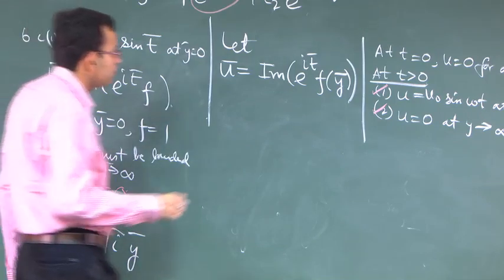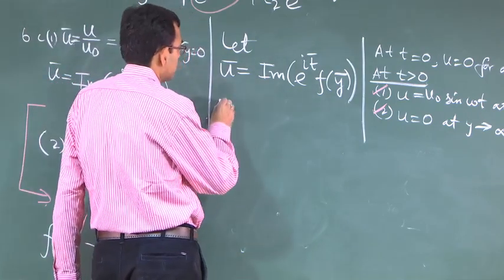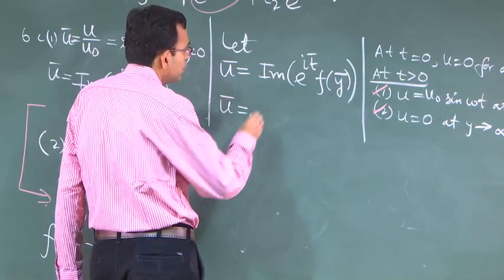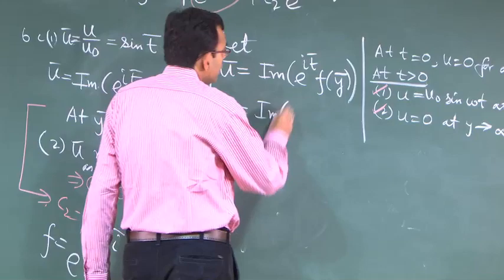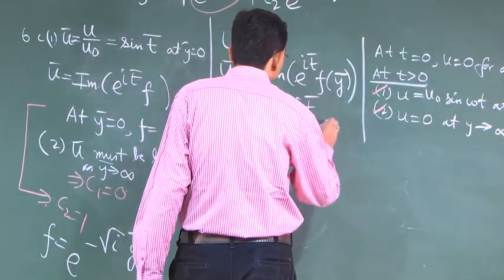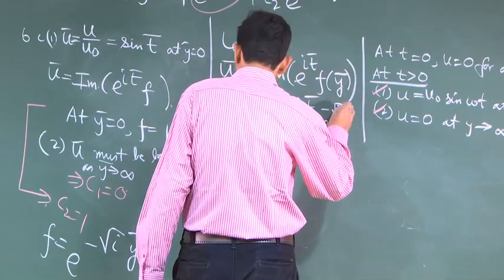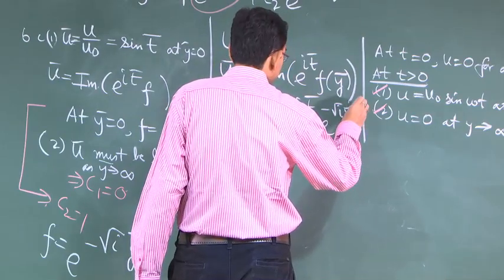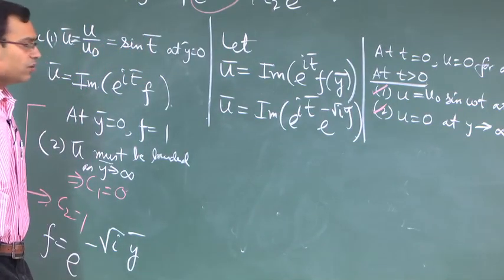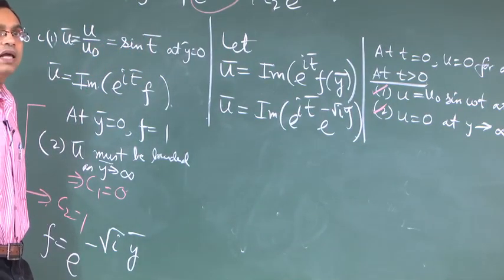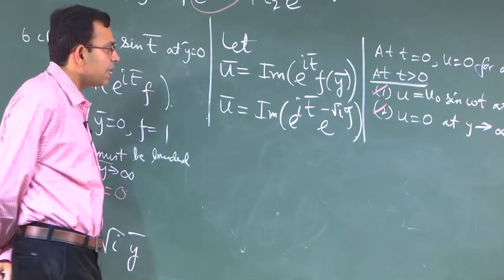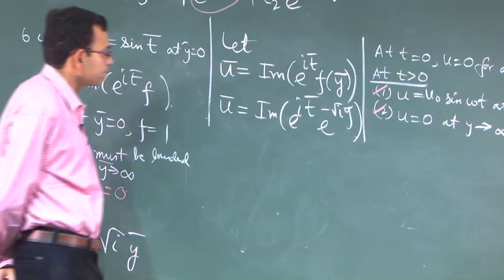So, you have u equal to imaginary of e to the power i t into f y e to the power minus square root of i y. Now, you can write square root of i in terms of i. How do you write that?